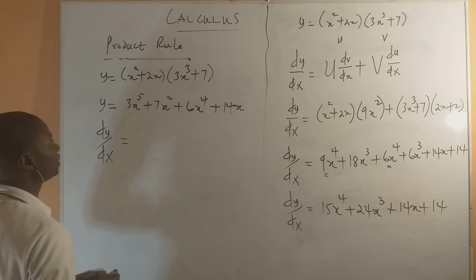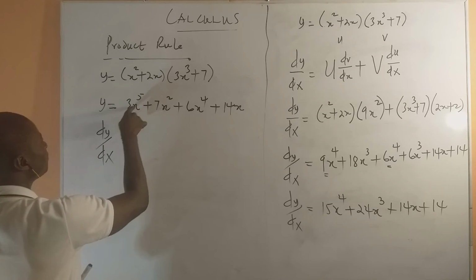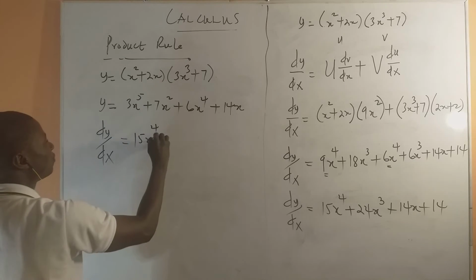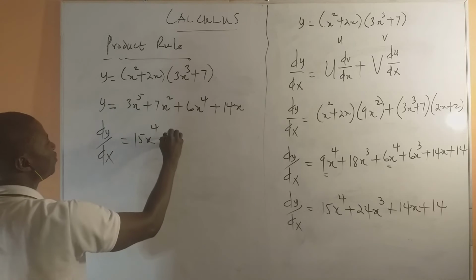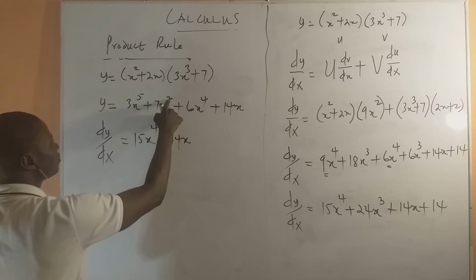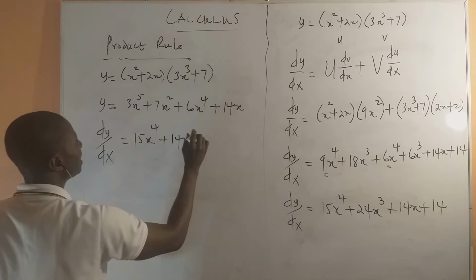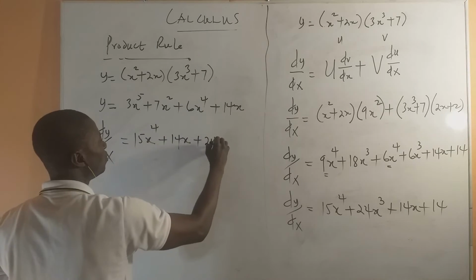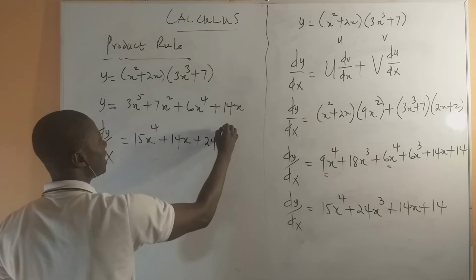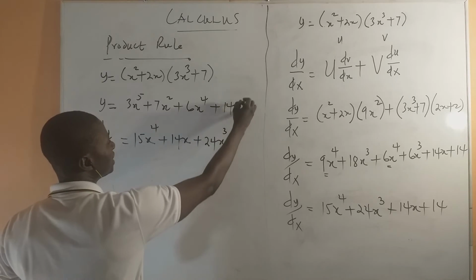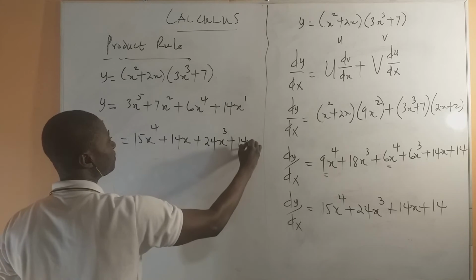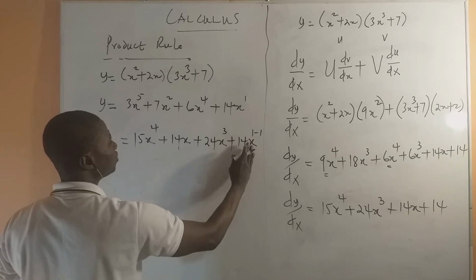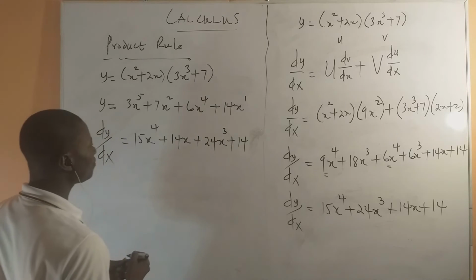And now we know how to differentiate. So 3x exponent 5, 5 times 3 will give us 15x, subtract 1 from 5, we have 4. Then 2 times 7 will give us 14x, and when you subtract 1 from 2, we have 1, and it's the same as x. Then we have 4 times 6, and that will give us 24x, subtract 1 from 4, we are getting 3. And when you differentiate 14x with exponent 1, 1 times 14 is 14. Then we have x, 1 minus 1 will give us 0. x raised to the power 0 is 1, so we are left with 14.